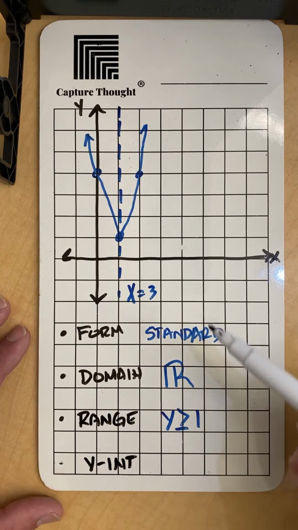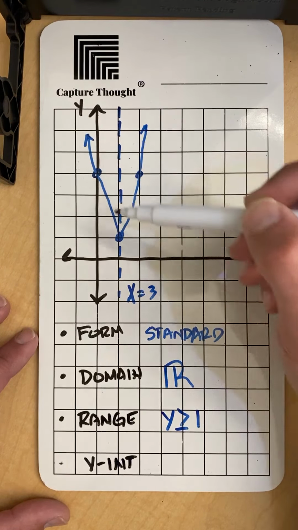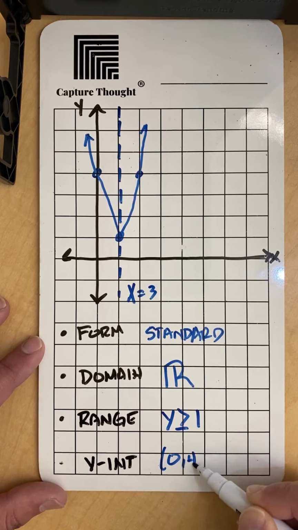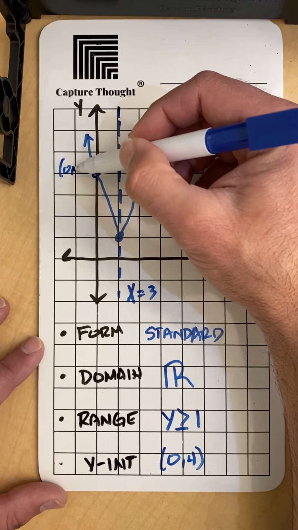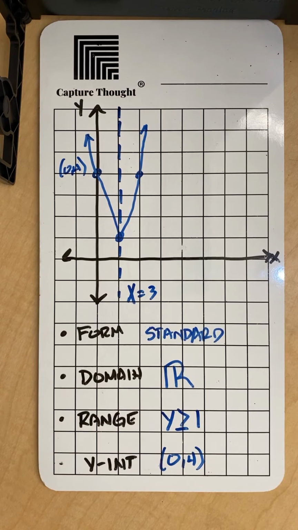And then the y-intercept is right here. So 1, 2, 3, 4. So the y-intercept is the point 0, 4. So that would be this point right here, 0, 4. All right, that's everything you need for number 10. Tough question.